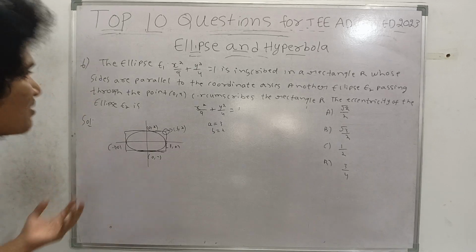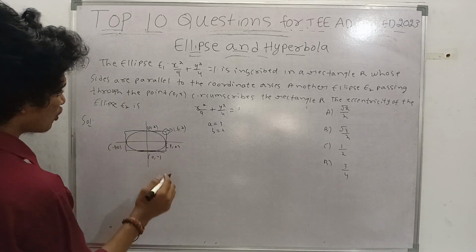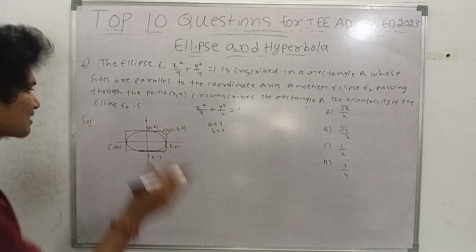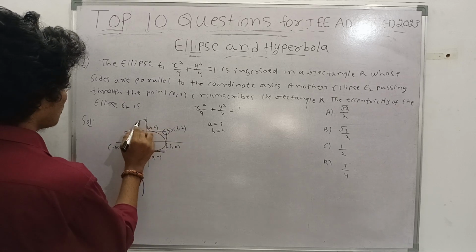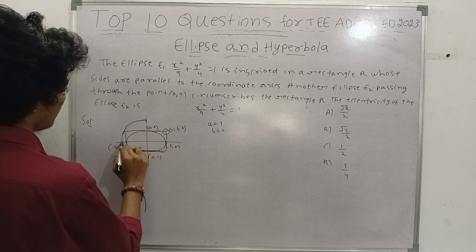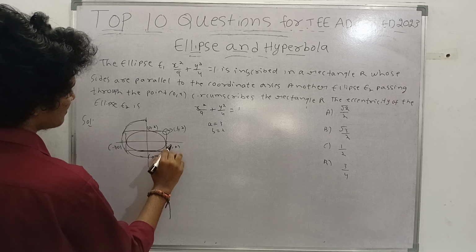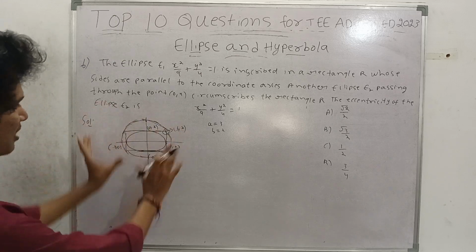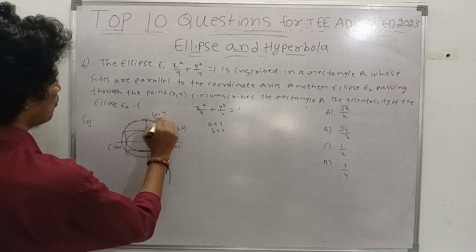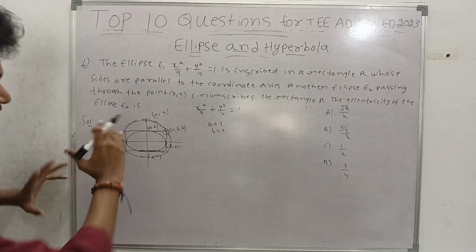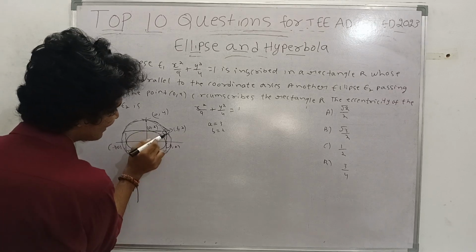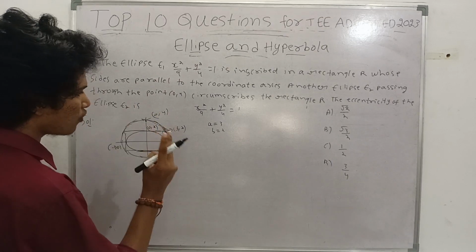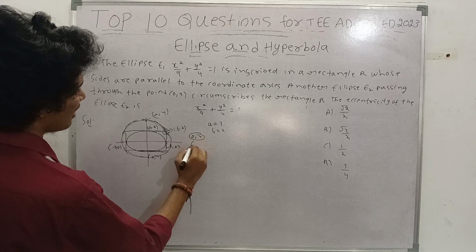Now they are saying another ellipse E2 is present and it passes through the point 0 comma 4. 0 comma 4 is here, and it circumscribes. It means there is another ellipse which circumscribes this rectangle. The ellipse can be like this. It is circumscribing the rectangle, and it passes through the point 0 comma 4. If you observe carefully, when it is circumscribing, it is intersecting at the point of contact of the rectangle. So there are 2 points of contact for the ellipse we got: 0 comma 4 is one point and 3 comma 2 is another point.